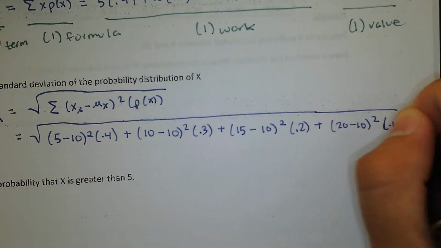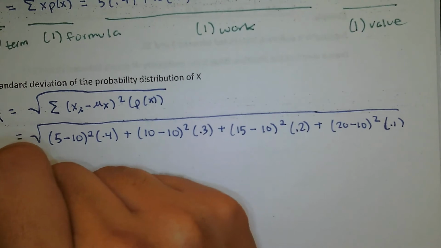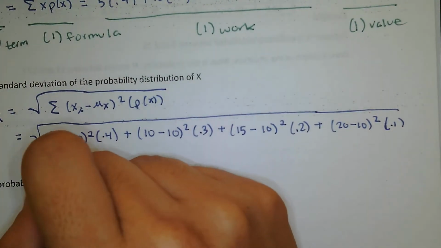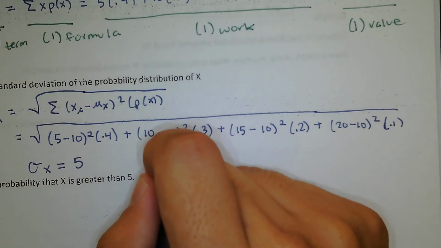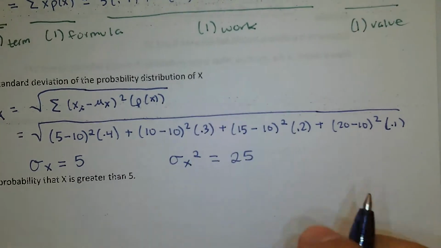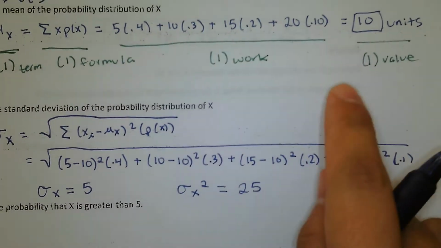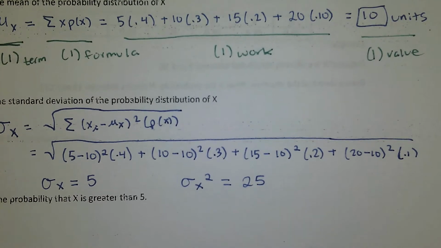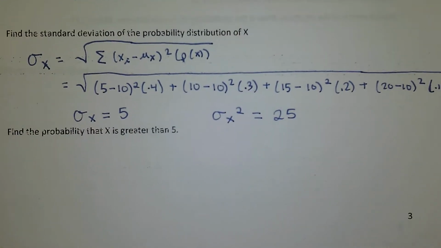its probability here. And when I do all of this, I obtain that the sigma of x for this distribution is going to be 5. And if I wanted the variance, I would just square both sides, which would be 25 here. So I have a mean of 10, a sigma or standard deviation of 5, and a variance of 25. And then lastly, just good old probability refreshers here.